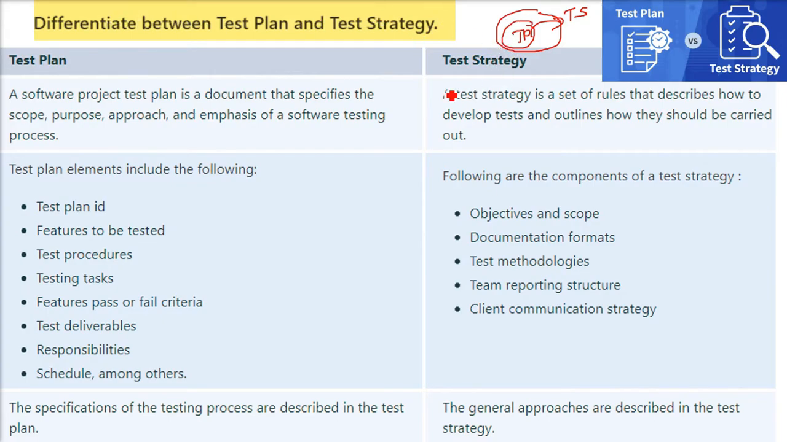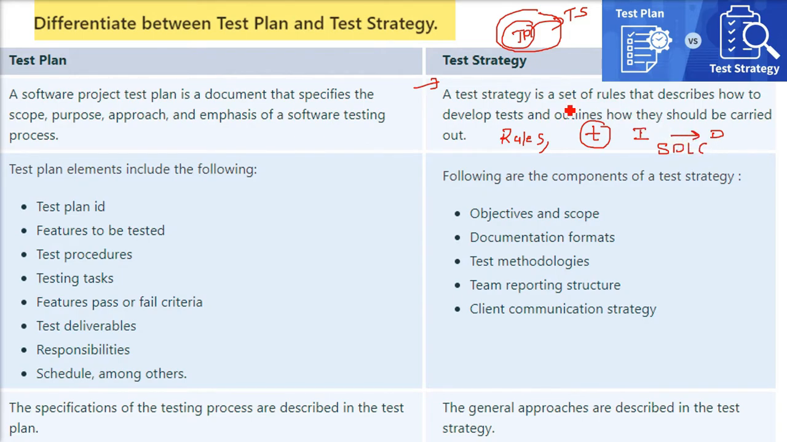Okay. Test strategy is the set of rules that describe how to develop tests and outlines how they should be carried out. That is the bigger abstraction level. So these are the guidelines, rules for a whole organization or maybe a big project. From inception to deployment, we have a common test strategy. This has to be done.